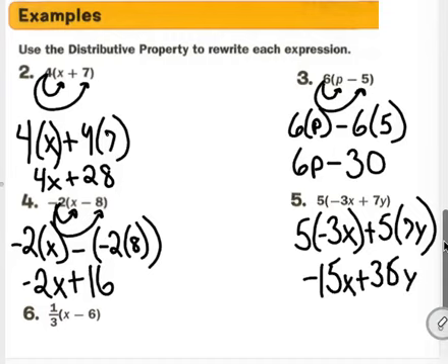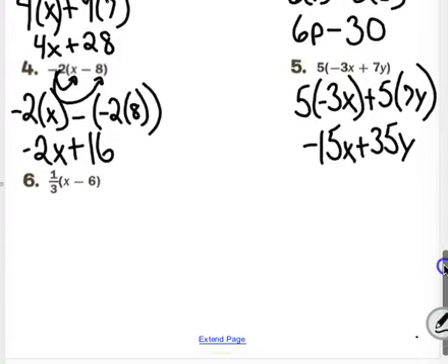That should be a 35. It looks like a 6. 35y. And we'll talk about more how that works in the next section.